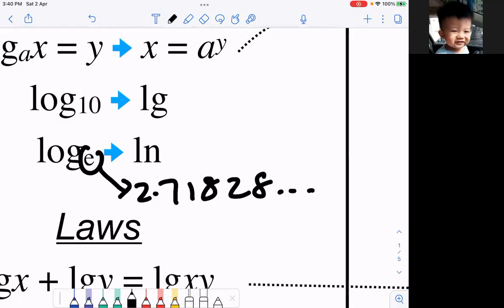Don't know why. It's like some golden ratio kind of weird stuff. Okay, so E is a common base. 10 is a common base. Our brains prefer 10 lah, right? We always think about 10. But if you ever get E, it's also a common base in the scientific world.